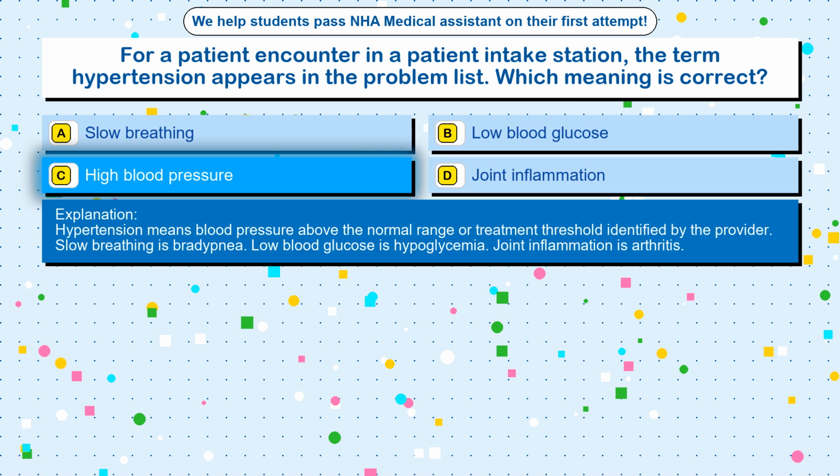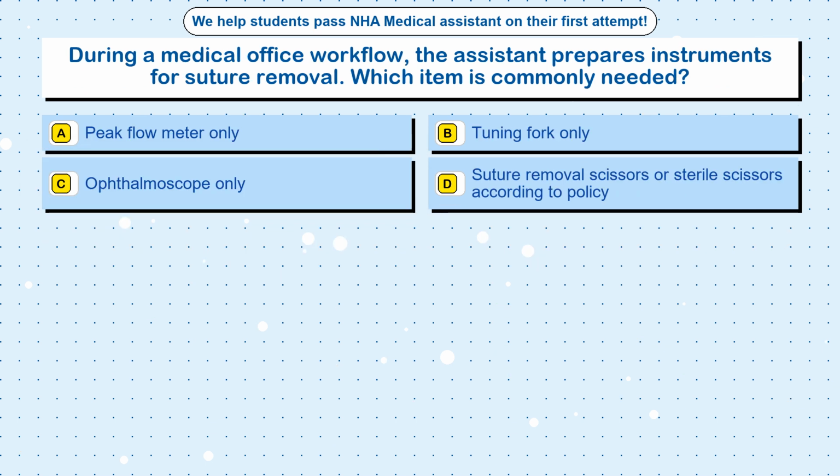Hypertension means blood pressure above the normal range or treatment threshold identified by the provider. Slow breathing is bradypnea. Low blood glucose is hypoglycemia. Joint inflammation is arthritis. Question 90. During a medical office workflow, the assistant prepares instruments for suture removal. Which item is commonly needed?